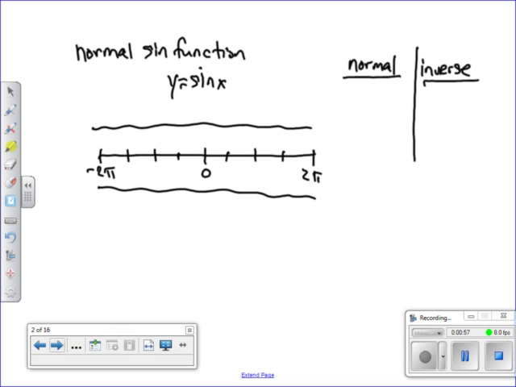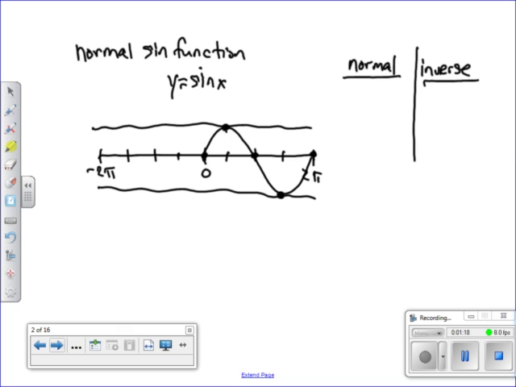So I want to look at a normal sine curve, okay? I'm going to draw a sine curve, and my sine curve starts at 0, goes to 1 at pi halves, comes back to 0 at pi, goes to negative 1 at 3 pi halves, and comes back up to 0 at 2 pi. So here is one wave of my sine curve.